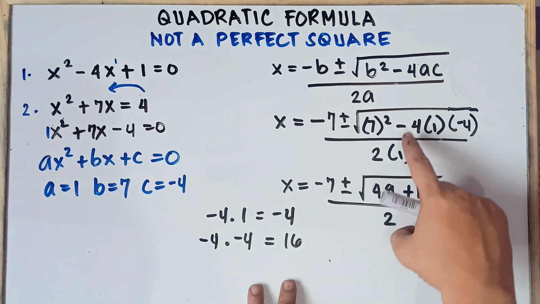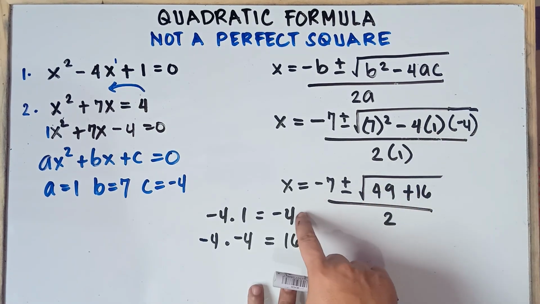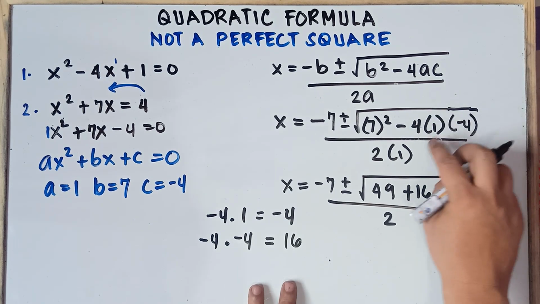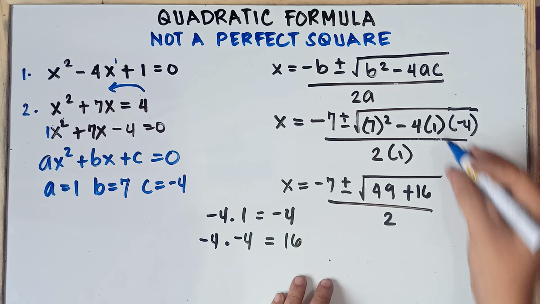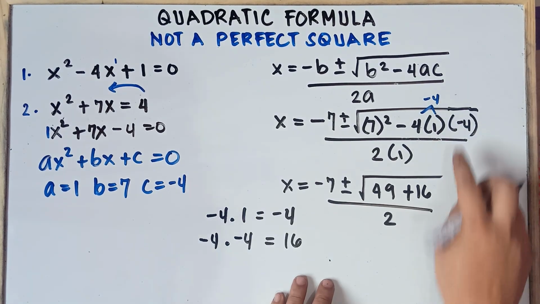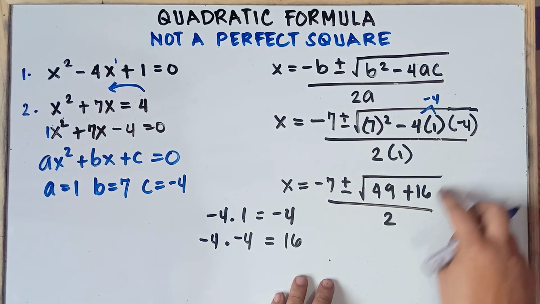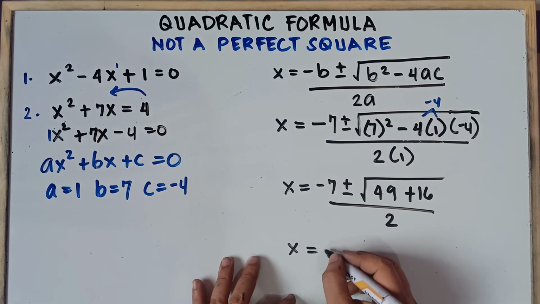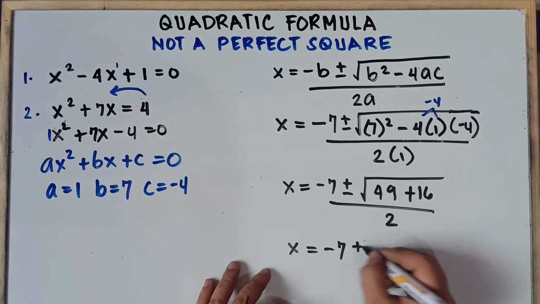Right, so once again, class, negative 4 times 1, that's negative 4. And then times negative 4, the answer for this one, class, is positive 16. Once again, negative 4 times 1 is negative 4, and then negative 4 times negative 4 is positive 16. Alright, and this is x equals, copy, negative 7 plus or minus.